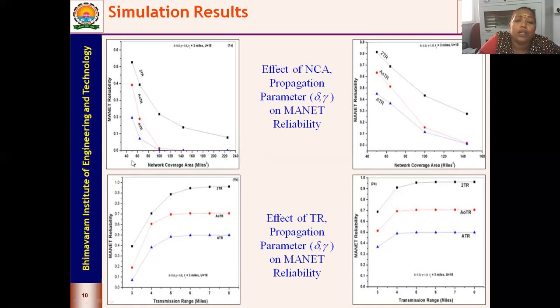So here you can look into, we are finding two terminal reliability, all operational terminal reliability and all terminal reliability. As I said, two terminal reliability always has the highest reliability value because it involves a lesser number of nodes, and all terminal reliability will have a lower reliability value because all the nodes in the network are being considered.